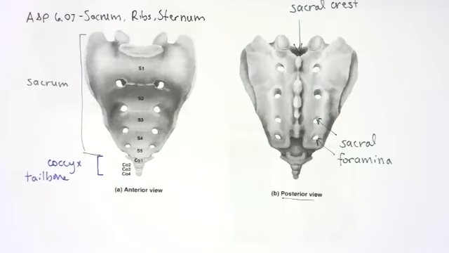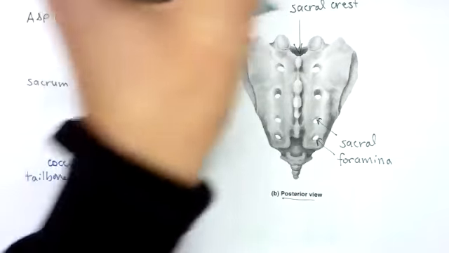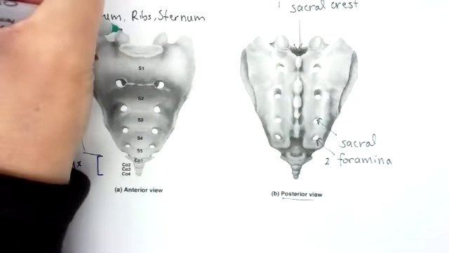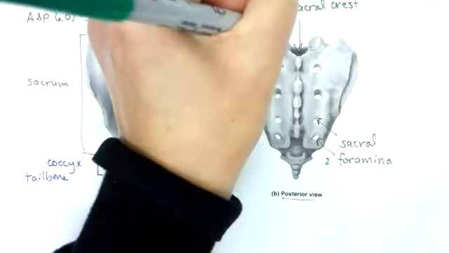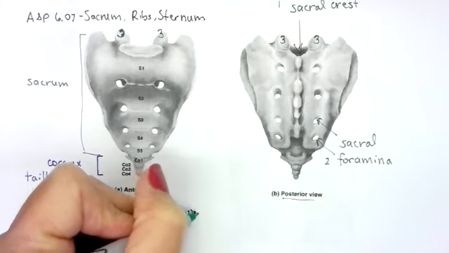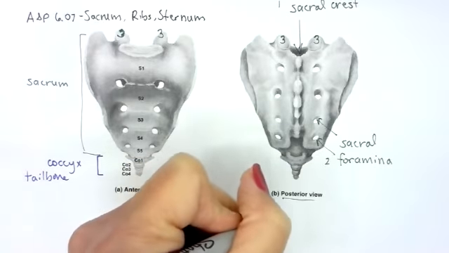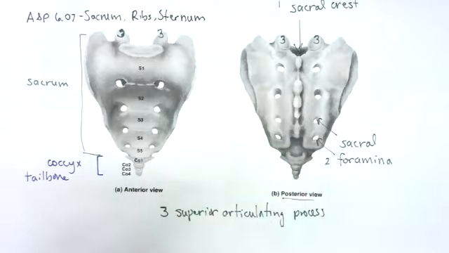And the other thing we want to look at here at the top. Say this is number 1, this is number 2, and number 3 is the superior articulating process. And this is where the sacrum articulates with L5, the 5th lumbar vertebra. And that's about all we're going to do on the sacrum.